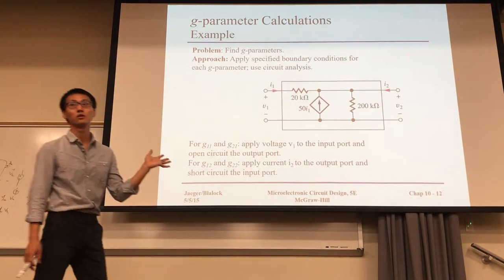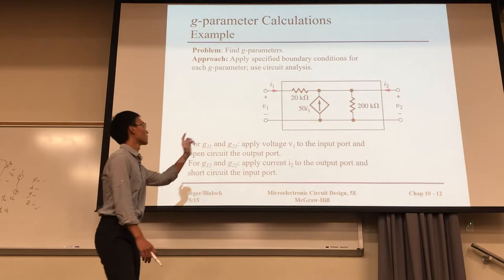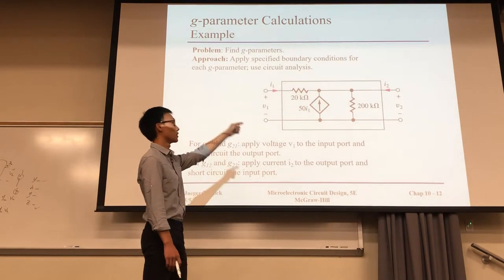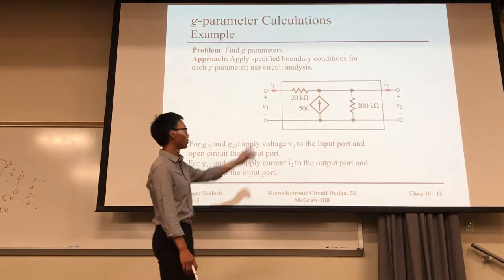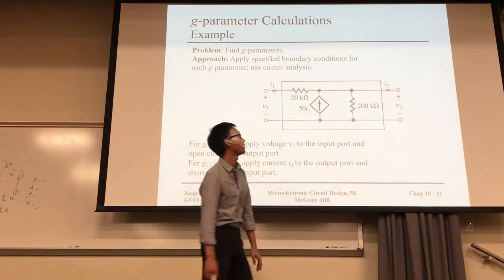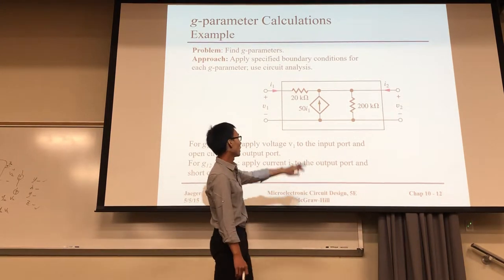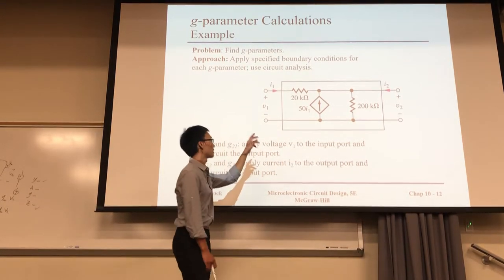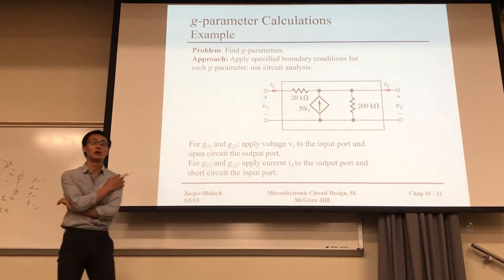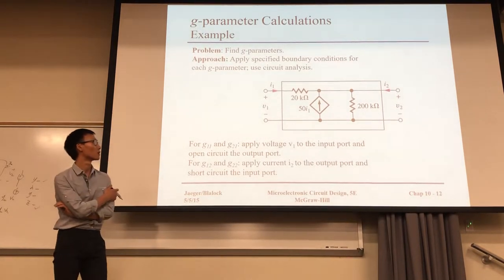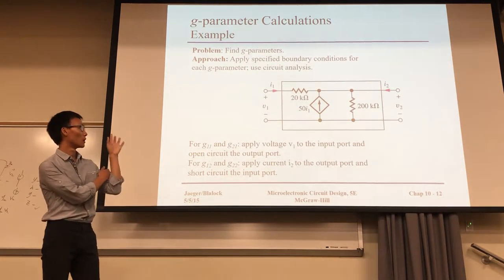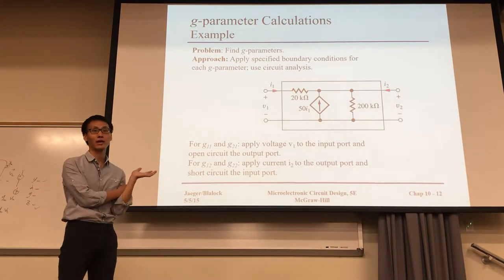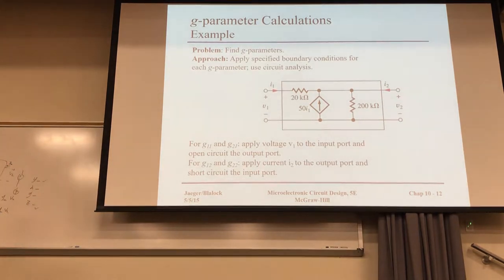So we just write this equation down: I1 equals Y11 times V1, and so on. Okay, so we have the equations, but as of now, we don't know the detailed values of these parameters, right? So our aim is to calculate these parameters to make sure that we can control this black box.